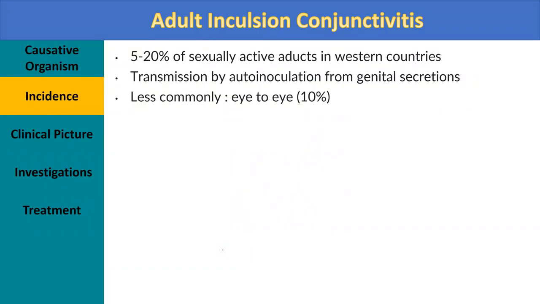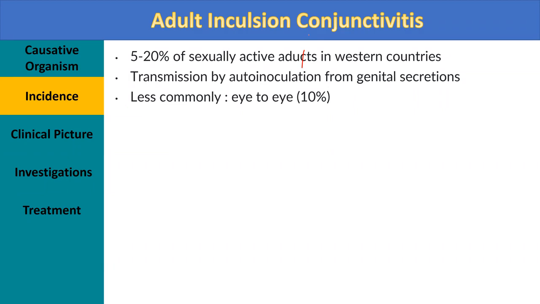So what will be the incidence? It is called the adult, so it will affect the adults. It is not a sexually transmitted disease, but it is related to sexual activities. So it will be affecting 5 to 20% of sexually active adults. This is in the Western countries.